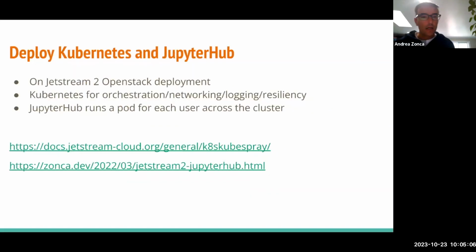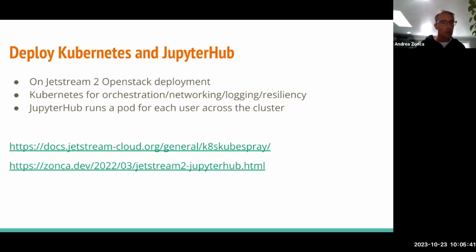First of all, the first step of the deployment is we have multiple virtual machines on OpenStack. And the good thing about Jetstream is that you can interact with the resource with an API, so you can automate all of your deployments. So you can have multiple virtual machines with all the necessary networking deployed on the system.